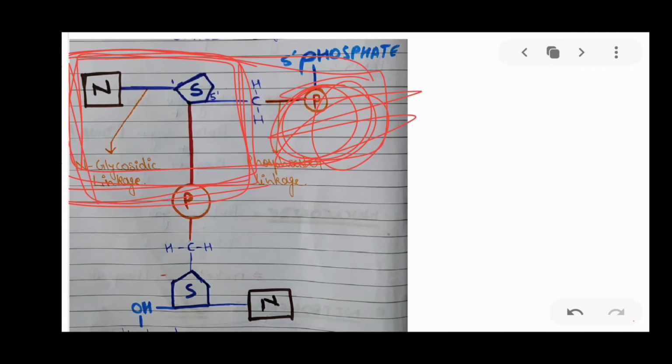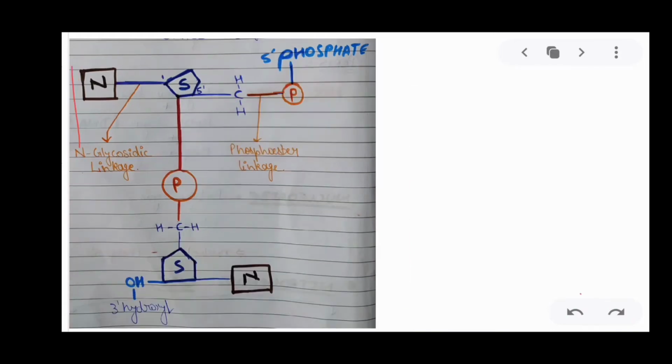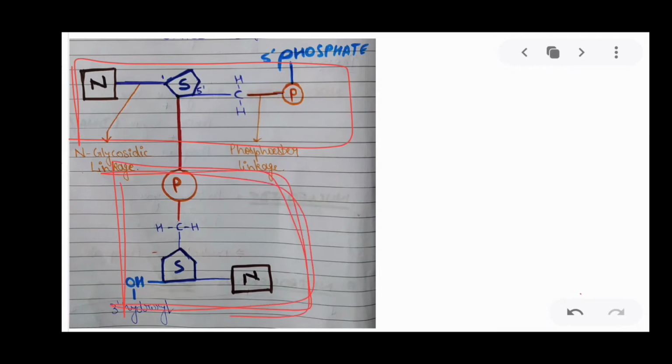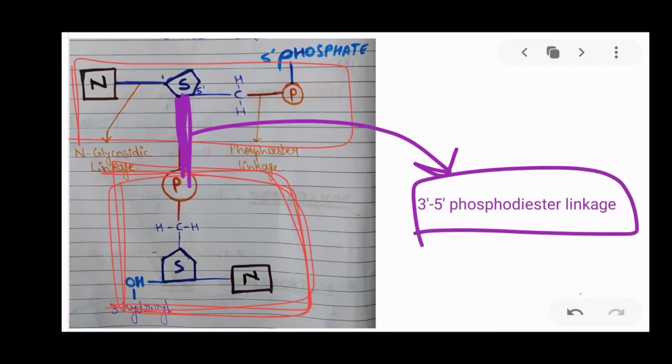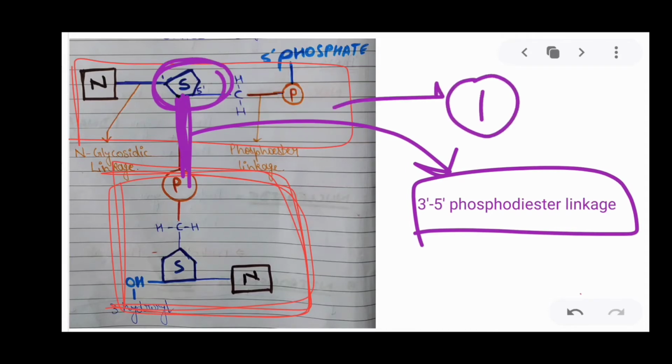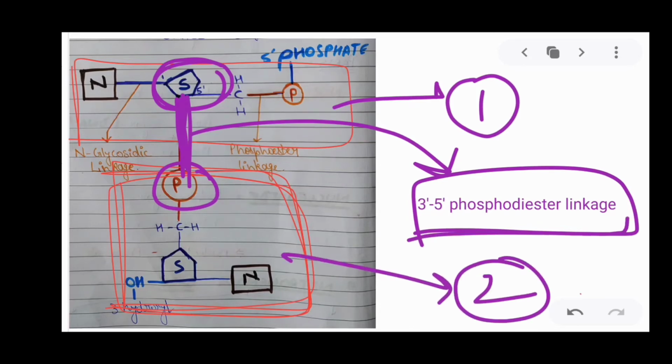Now we are seeing that this is one nucleotide and this is another nucleotide. The linkage between them, the bond between them, is this one. This bond is called the phosphodiester linkage, more exactly the 3',5' phosphodiester linkage. It is the bond between the pentose sugar of one nucleotide and the phosphate group of the other nucleotide.